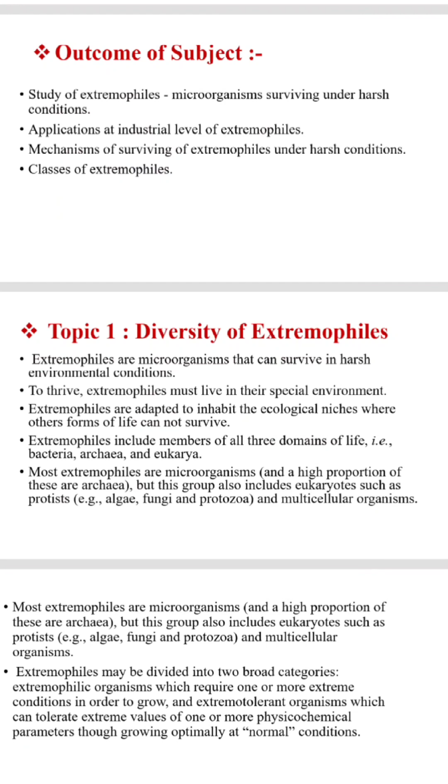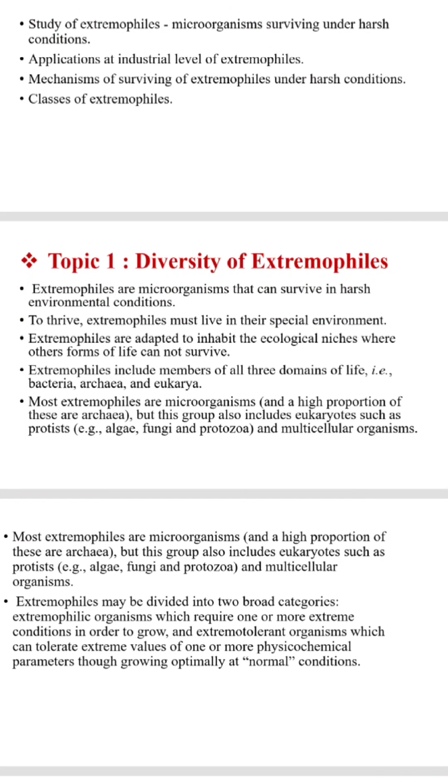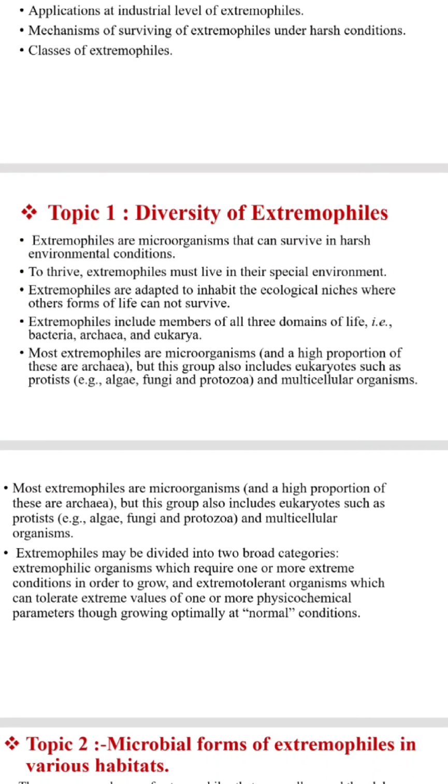Extremophiles are microorganisms that can survive in harsh environmental conditions. An extremophile is an organism that is able to live in an extreme environment, such as extreme temperature, radiation, salinity or pH level. Examples include tardigrades, bacteria, archaea, eukaryotes. Extremophiles include members of three domains of life: bacteria, archaea and eukaryotes.